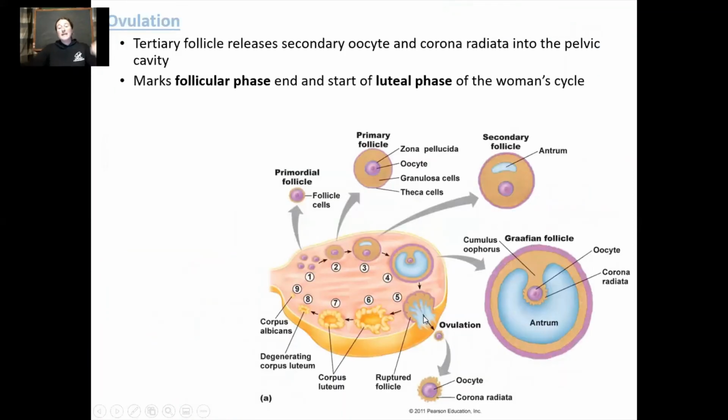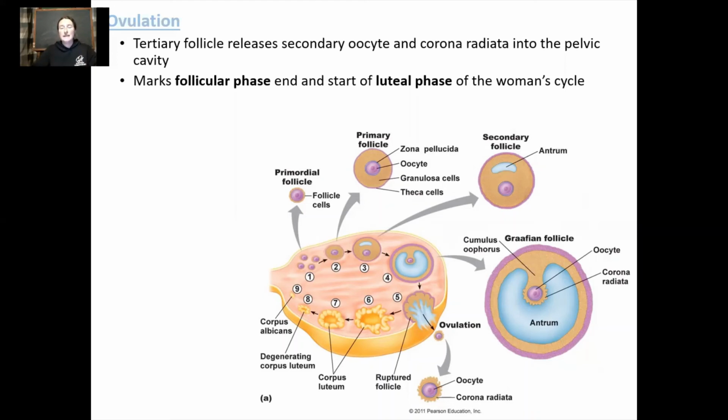So it is the tertiary, or antral, or vesicular, or whatever you want to call it, follicle that is responsible for producing ovulation. The tertiary follicle is going to be triggered to burst, releasing not only the oocyte itself, but the corona radiata and the zona pellucida that is between those granulosa cells and the oocyte itself.